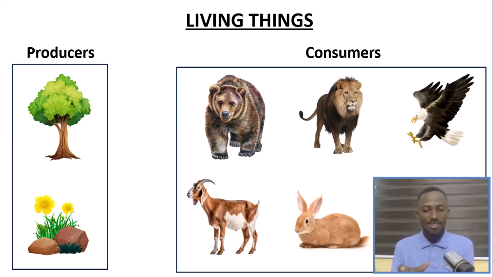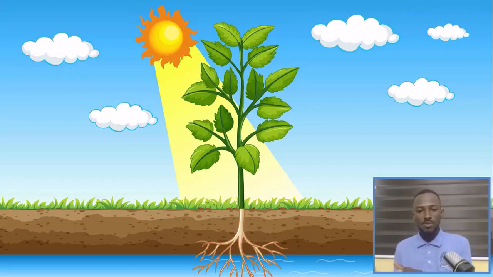You see, a producer is a living thing that is able to make or produce its own food using basic or raw materials. If you look at this screen right now, an example of a producer is a plant. Plants are able to use raw materials like carbon dioxide and water, and with the help of energy from the sun, they're able to convert these raw materials into glucose or sugar and oxygen. So how does that happen?